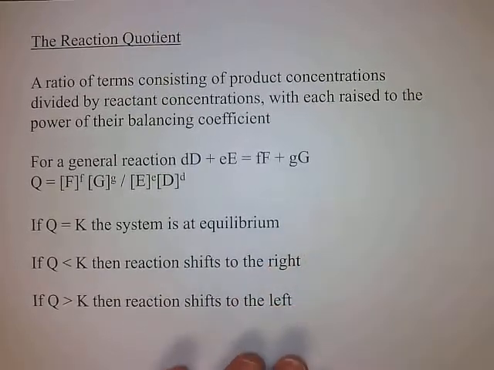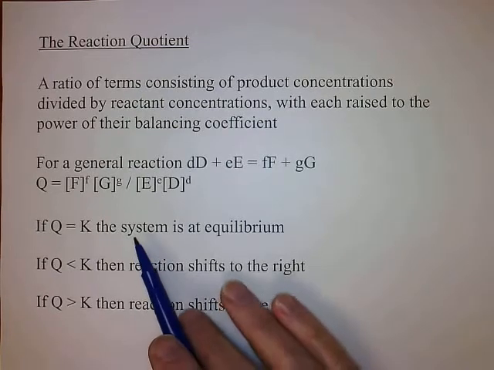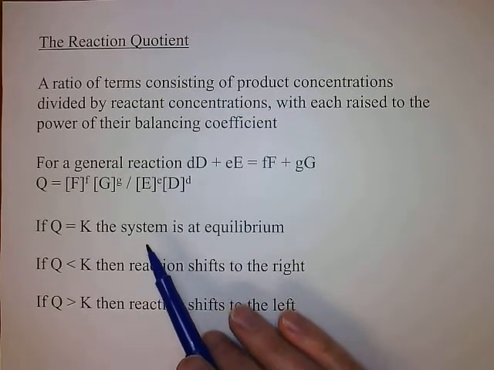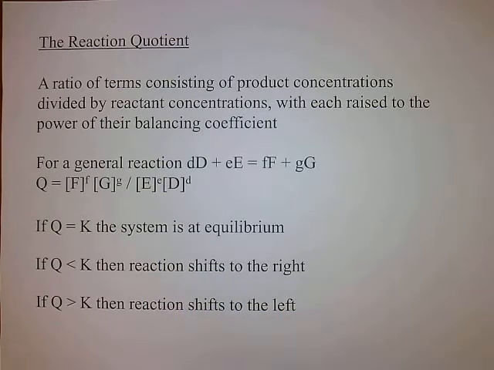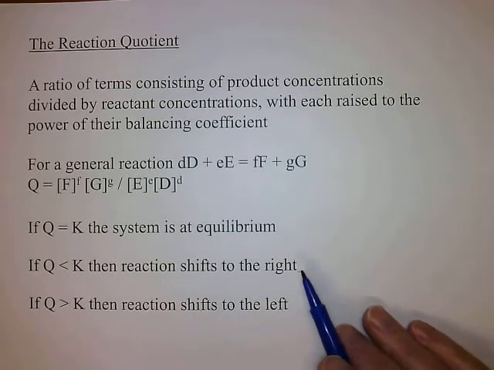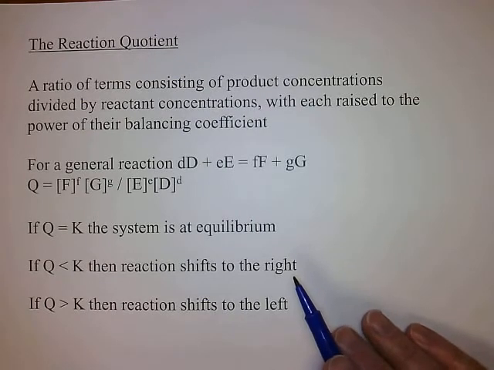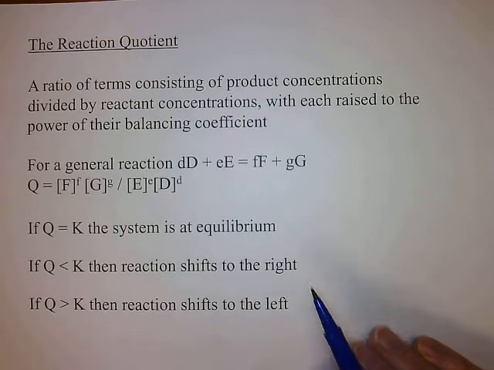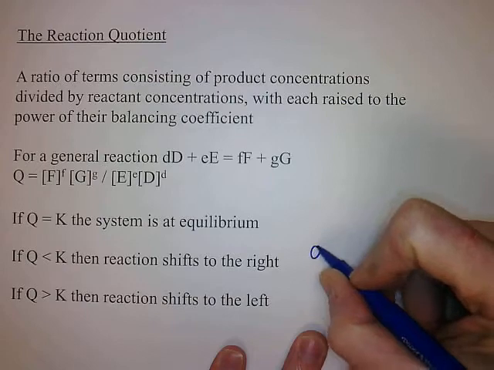Now, you have three cases. Q can be equal to K, which means the system is at equilibrium. There will be no shift in the reaction. If Q is less than K, the reaction is going to shift to the right. Now, remember this: a system that is not at equilibrium will shift until it is at equilibrium. So let me write this again over here.